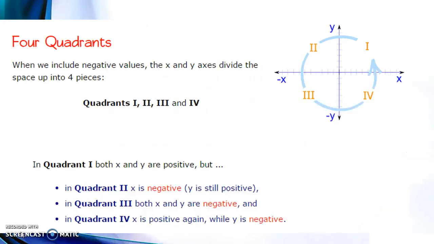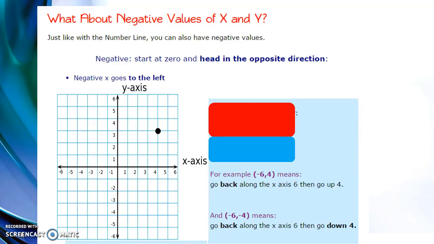And here they are again. We include negative values when we move backwards, or to the left, on the x-axis, and we have negative values when we move down the y-axis. Okay, and it's divided by the quadrants. You can see quadrant 1 has the positives, quadrant 2 has a negative and a positive, quadrant 3 has both negatives, and quadrant 4 has a positive and a negative.